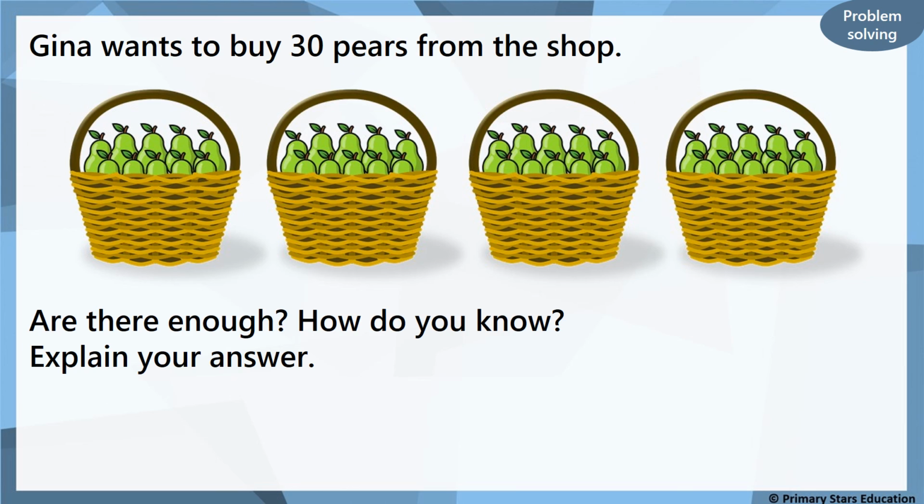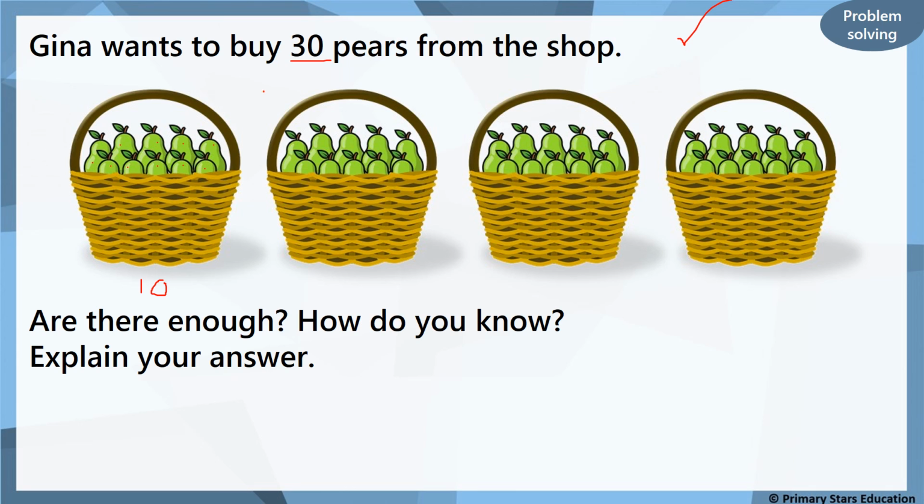Right, what do you think? Are there enough pears for Gina? Yes, there are, aren't there? Why are there enough? What are these pears in groups of? They're in baskets of 1, 2, 3, 4, 5, 6, 7, 8, 9, 10, aren't they? And so we can count that really quickly.